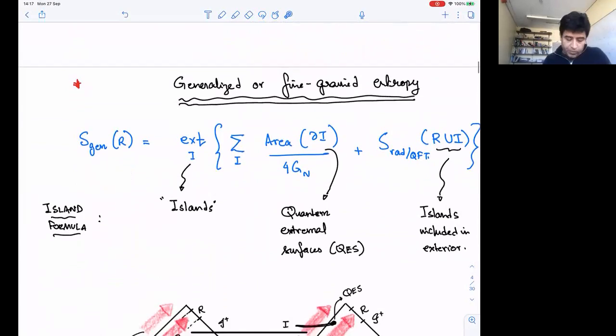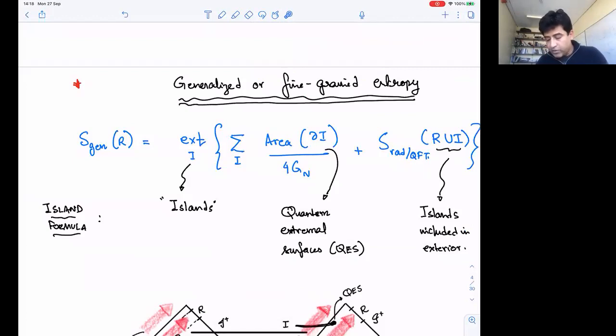So here's the formula, and I'm sure you have seen this. The generalized entropy, or the fine-grained entropy, consists of two pieces. There's one piece that is reminiscent of the Bekenstein-Hawking entropy. And there's a second piece that is basically the radiation entropy, the von Neumann entropy you would compute using standard QFT techniques.